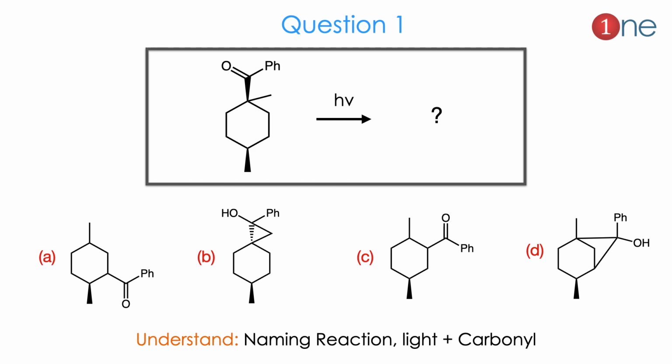Let us see question number 1. Question number 1 is a cyclohexyl system where phenyl carbonyl and methyl are above the plane and the methyl group is on the plane. Here we are using light as a catalyst. They ask you to find the product. Here the products are like just a rearrangement, or just an epoxidation kind of cyclization, or just a migration to the ortho or para position. Here you have to understand that it contains one named reaction because we are using light plus carbonyl.